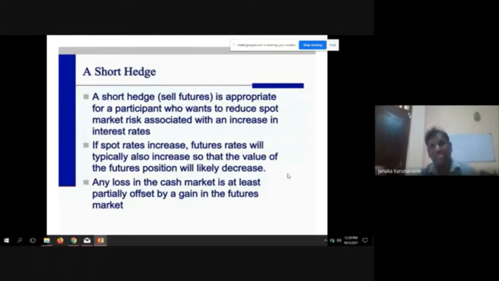Right? So this is the same example we talked about. In 3 months, you want to sell a bond. If the interest rate rises, price will drop in the cash market. Similarly, futures market. But you sold the futures at current rate. Then interest rate rise means futures price will drop. That means you will gain in the futures market. So the loss in the cash market will be offset by the gain in the futures market.